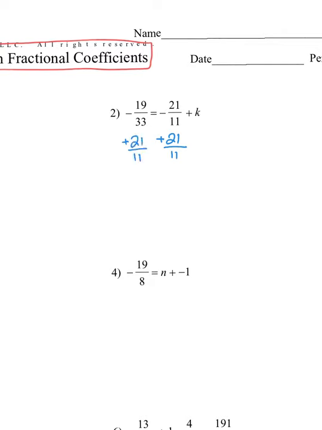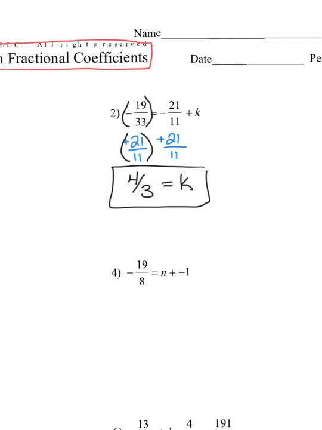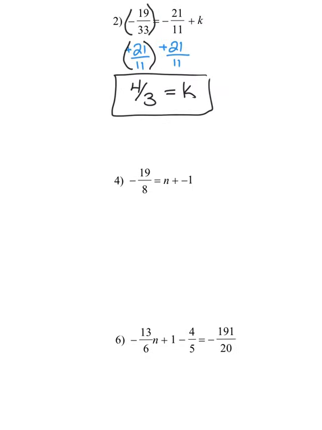If I'm using my calculator, it's very important. Do negative 19 divided by 33 in parentheses, plus, then a new set of parentheses, 21/11. You should get K equals 1.33333. Hit math, enter, enter, and we want 4/3. The reason we want it in fraction form is because whenever we are given a question with fractions, we want the answer in fractions. If the question is given in decimals, we want the answers in decimals.